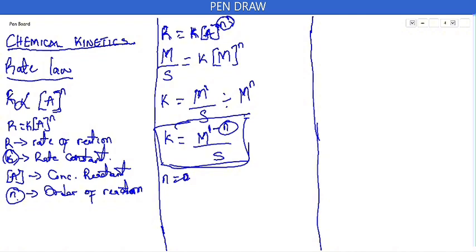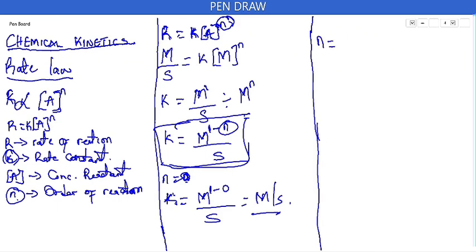Actually, we can also get a fraction like 1 over 2, but let's talk about zeroth order. If our order is zeroth, our SI unit for K will be equal to M raised to power 1 minus 0 over seconds. So this will be molar per second. That's for K when our n is equal to 0.